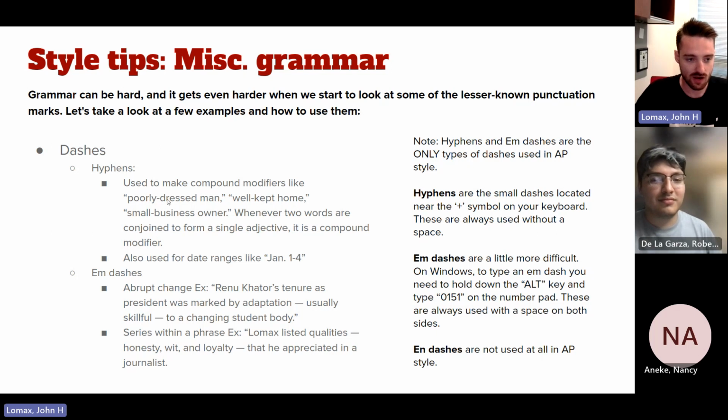And so when we're making those compound modifiers, we use the hyphen, and then also for date ranges, like January 1-4. Whenever you use these, there will be no space. It'll just be, dash, whatever.